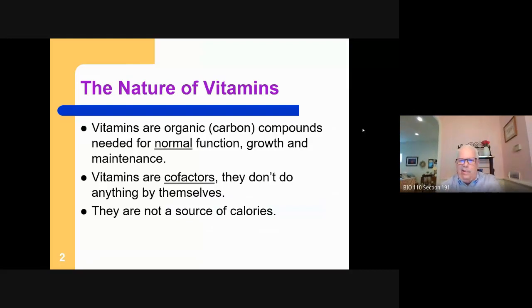Vitamins. Vitamins are organic compounds, carbon-based compounds, needed for normal function, growth, and maintenance. They are all cofactors. They don't do anything by themselves. They are not broken down. They are not a source of calories, and they will not make you gain weight.